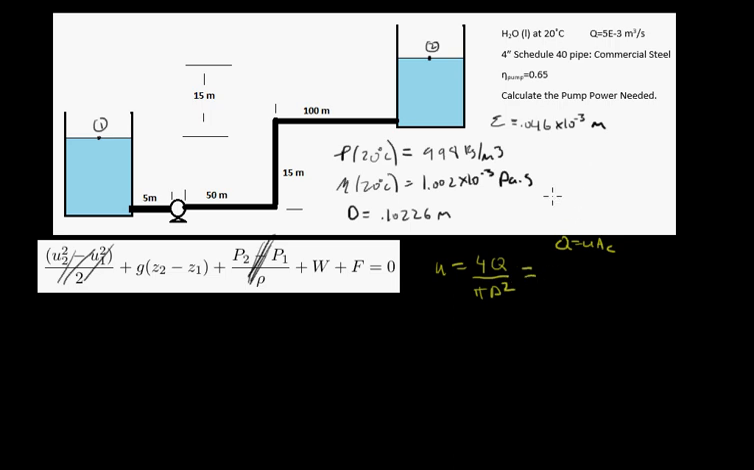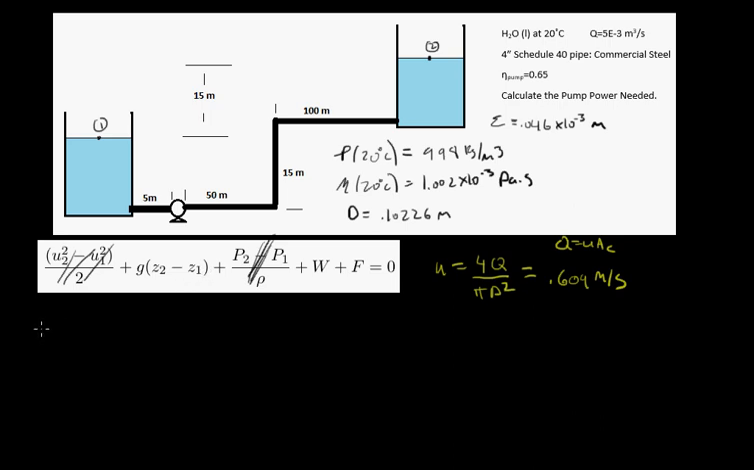Okay, and then if we plug in the flow rate that we're given, 5 times 10 to the negative 3 meters cubed per second, multiply that by 4 divided by pi divided by this diameter squared, we'll get an average velocity of 6.609 meters per second.